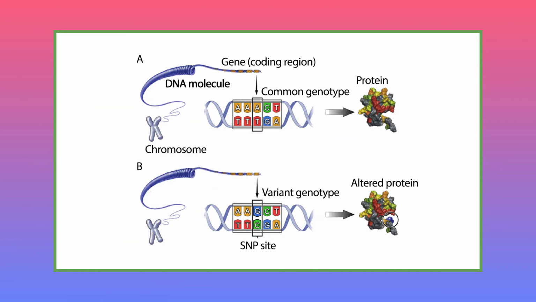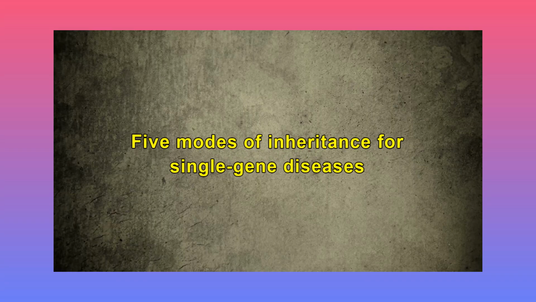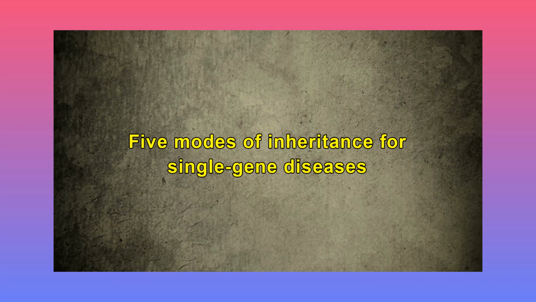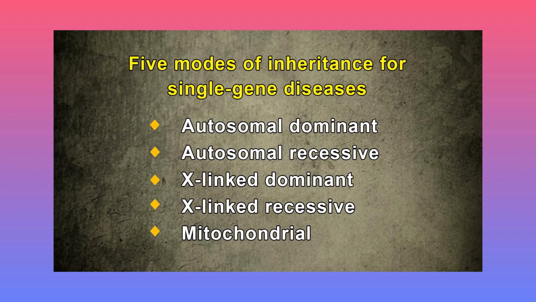Most genes have one or more versions due to mutations or polymorphisms, referred to as alleles. Individuals may carry a normal allele and or a disease or rare allele depending on the impact of the mutation or polymorphism and the population frequency of the allele. There are 5 basic modes of inheritance for single gene diseases. First, autosomal dominant. Second, autosomal recessive. Third, X-linked dominant. Fourth, X-linked recessive, and the fifth one is mitochondrial.